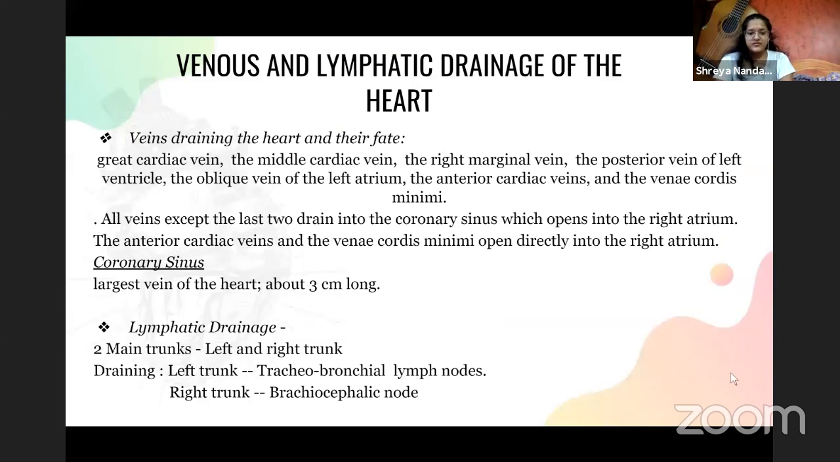Then we have the venous and the lymphatic drainage of the heart. There are a number of veins that drain the deoxygenated blood away from the heart. The largest among all of the veins is the coronary sinus, which is about 3 centimeters long.